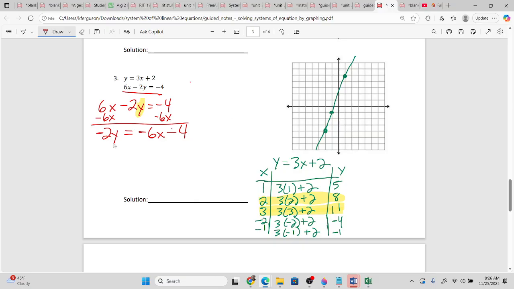But what I can do next is I'm trying to isolate y. What do you think I need to do next if I'm trying to isolate y? And does everybody understand what I mean when I say isolate y? I'm trying to get y by itself. I'm trying to get rid of everything else on one side except for y. So I got negative 2y equals negative 6x minus 4. Does anybody got any ideas? What's my next step?